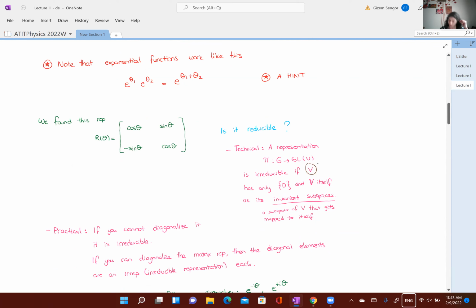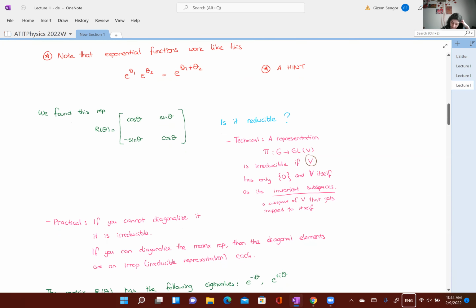Now, so you look at your whole vector space and you ask what are its invariant subspaces. If this is just the null space and the full space, you know, always a space is its own subspace. The null space is a subspace of every space. And then, you know, there might be some other spaces. But if the invariant ones are just the null space and the full space itself, then it means it has no non-trivial invariant subspaces. So this is the technical definition.